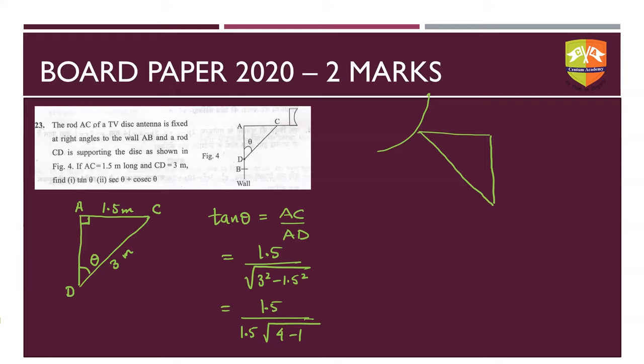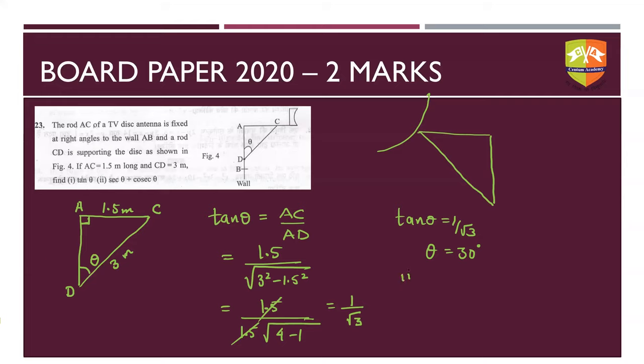Tell me, am I right or not? All of you agree to this? So this 1.5, 1.5 will go. So this is 1 upon root 3. Okay, so tan theta is done. Now secant theta plus cot theta. You can say from here itself, if tan theta is 1 by root 3, then theta is equal to 30 degrees. No doubt about it. 30 degrees.